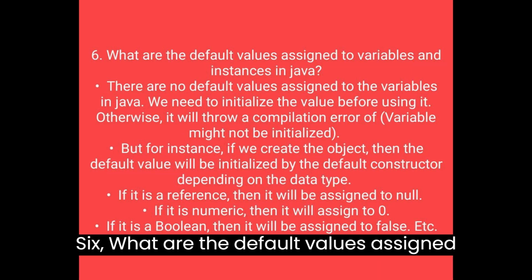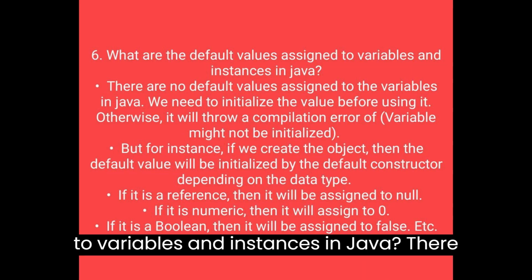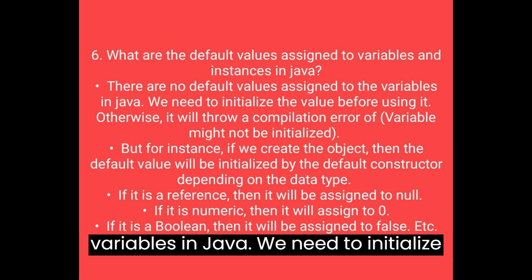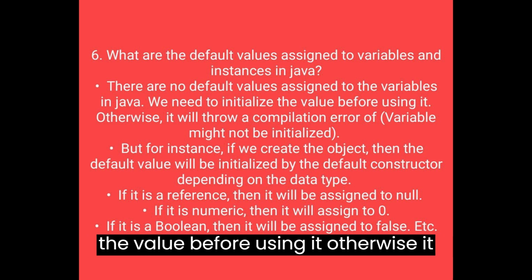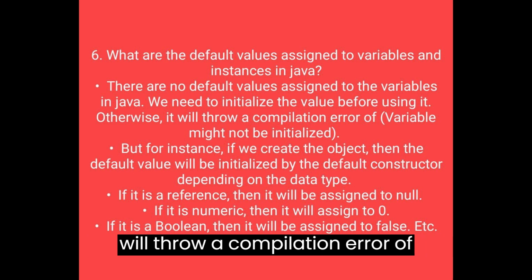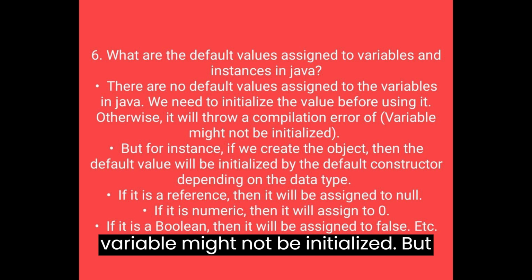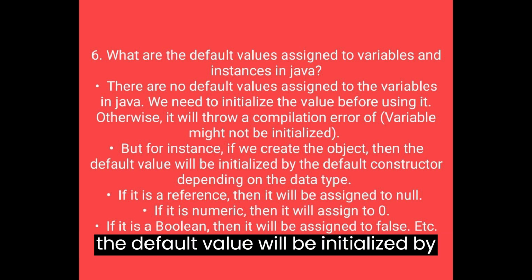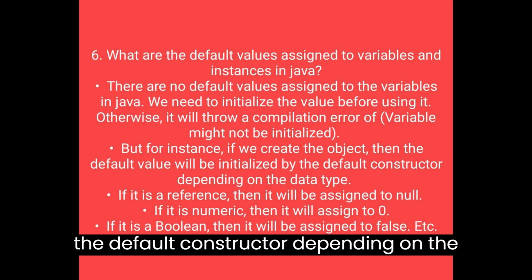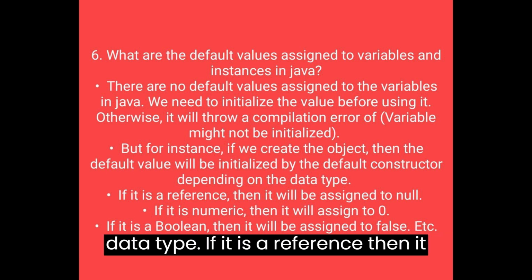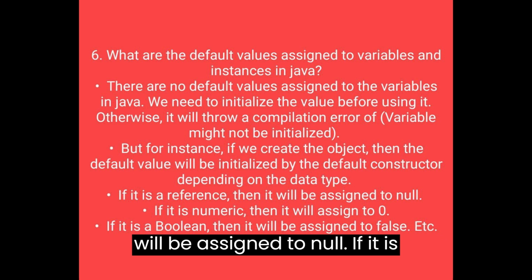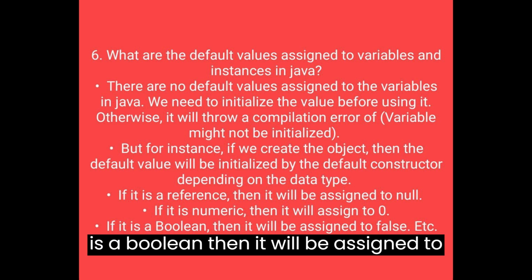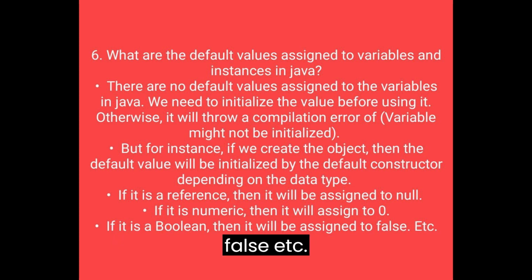6. What are the default values assigned to variables and instances in Java? There are no default values assigned to the variables in Java. We need to initialize the value before using it. Otherwise, it will throw a compilation error of variable might not be initialized. But for instance, if we create the object, then the default value will be initialized by the default constructor depending on the data type. If it is a reference, then it will be assigned to null. If it is numeric, then it will assign to 0. If it is a boolean, then it will be assigned to false, etc.